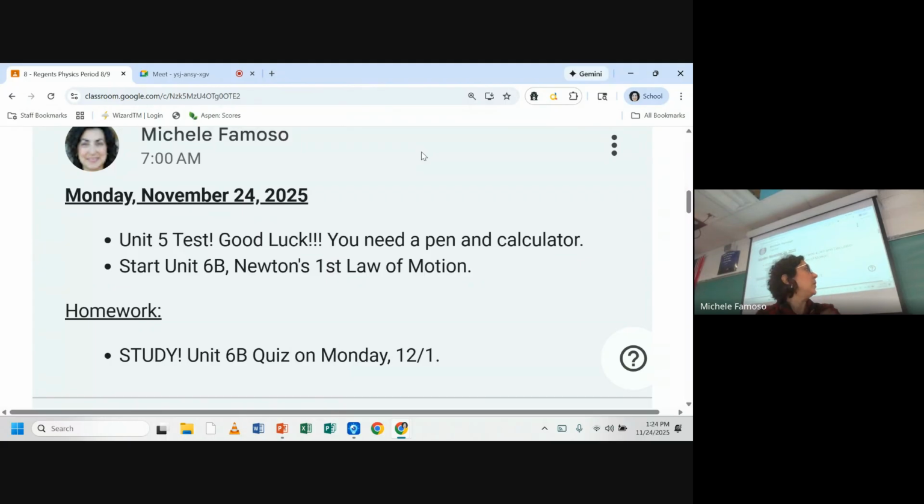Let's take out our notebooks, our pencils, our reference table, and the Unit 6 packet.